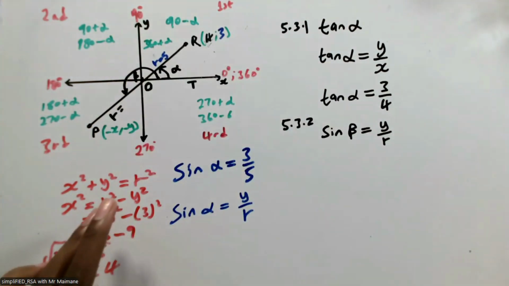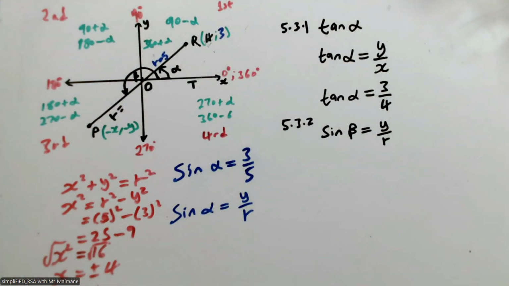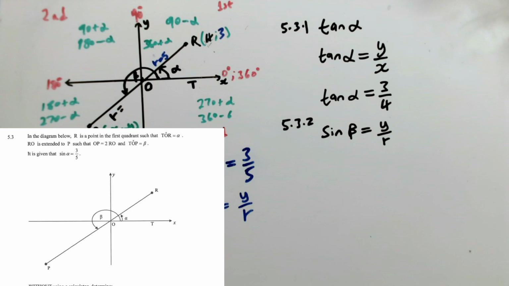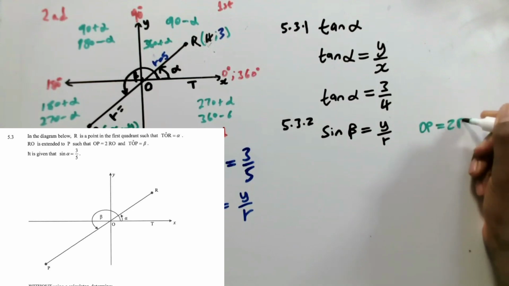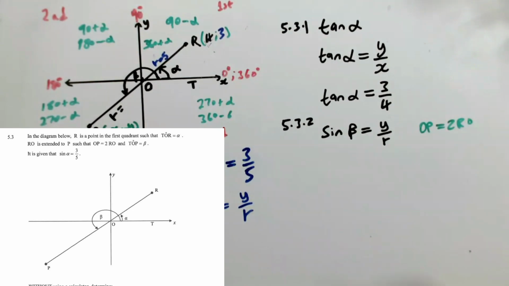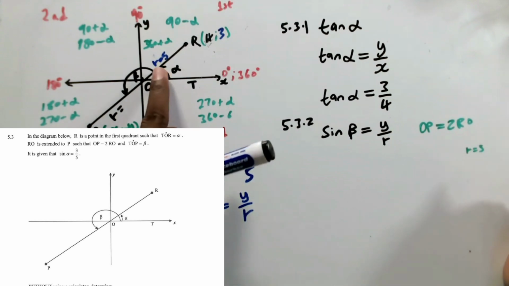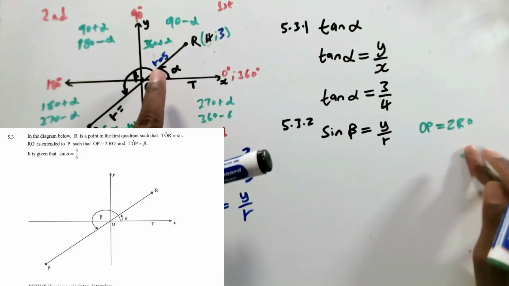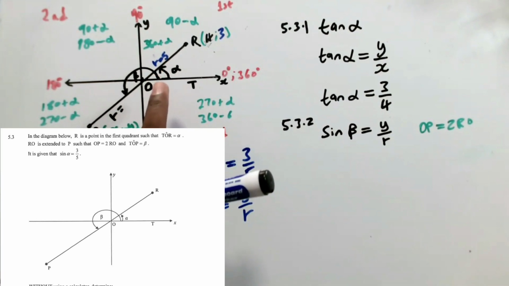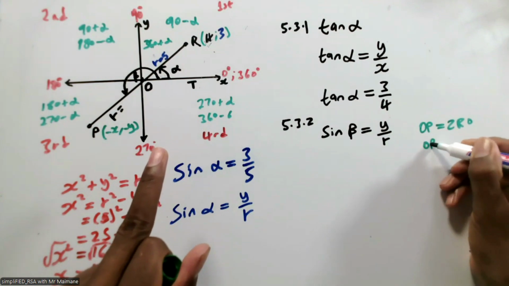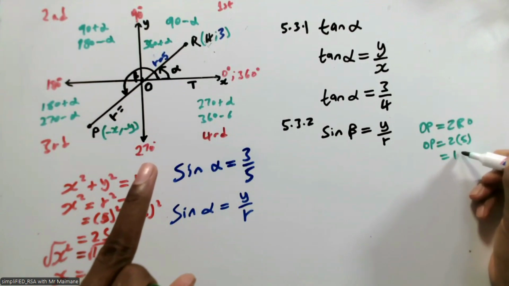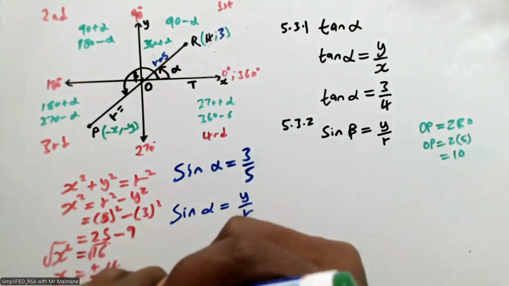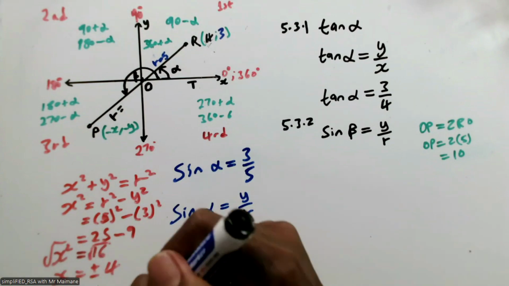How do I know the value of r? On the question, it was mentioned that OP is equal to 2 RO. And RO is 5. That's where r was equal to 5, this part here. So if RO is 5, this means that OP will be 2 times 5, which means OP is 10, which means my r here is going to be 10.